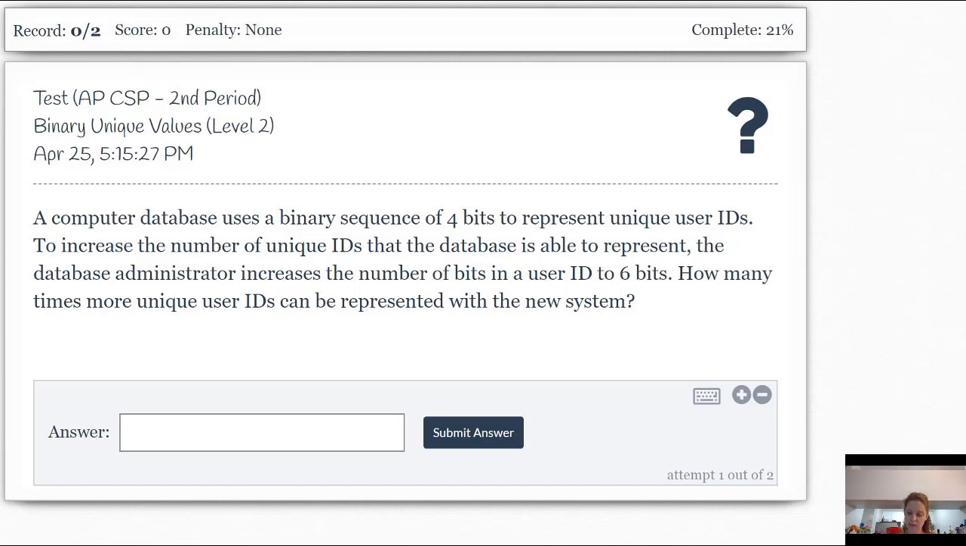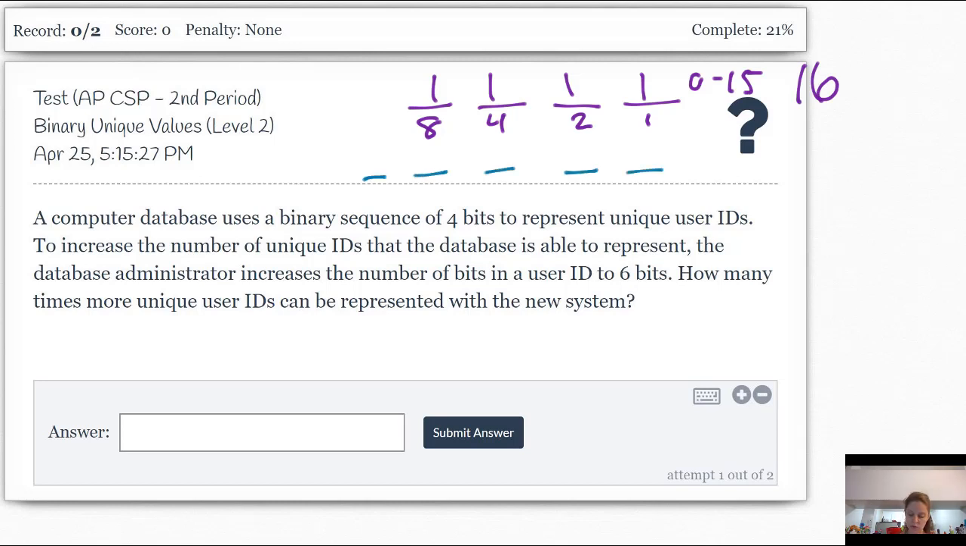Okay, so the old system was 4 bits. So that is 1, 2, 3, 4. 1's place, 2's place, 4's place, 8's place, which means you can represent 0 to 15 unique IDs, which is 16 unique IDs. And the new system is going to add 2 more bits, 16, 32. So now you'll be able to represent up to the number 63, which is 64 unique possibilities.